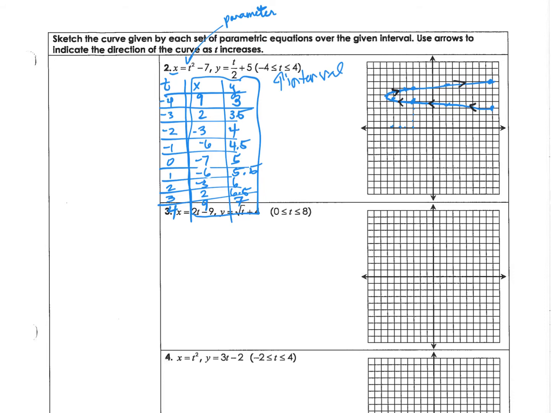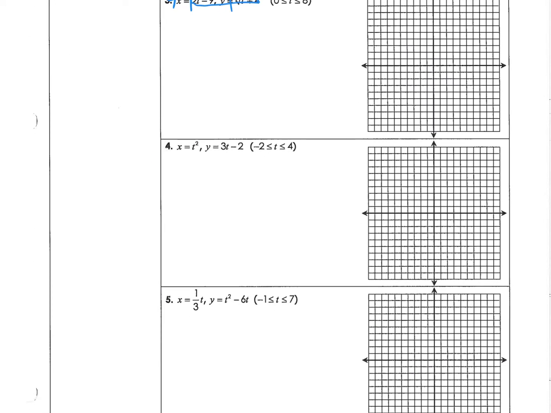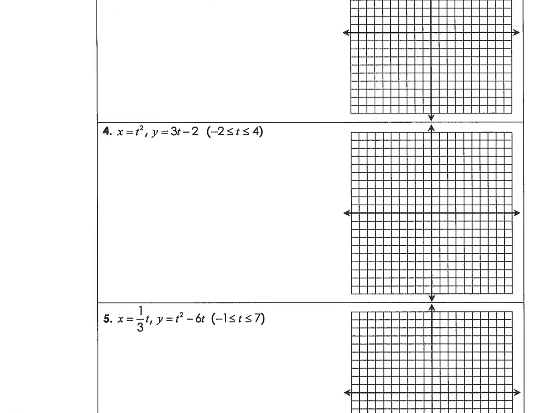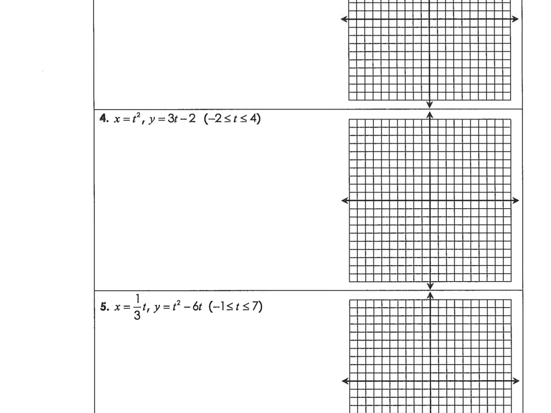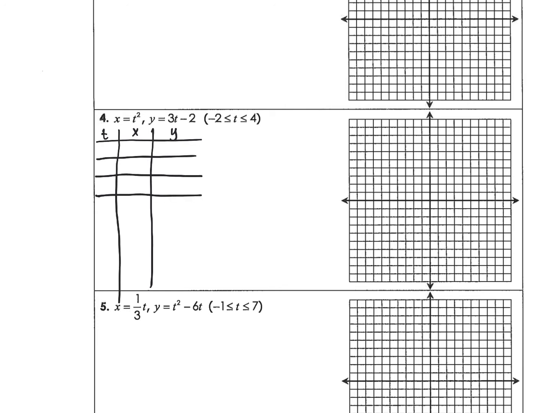I would like for you to try one more. Try number 4 on your own. Set up your chart for X and Y. I do want to see those values even if you're putting them on your calculator. You know where it should start, you know where it should end. Then go ahead and put them on your calculator to generate your values and graph them. And then double check your graph on your calculator, right?